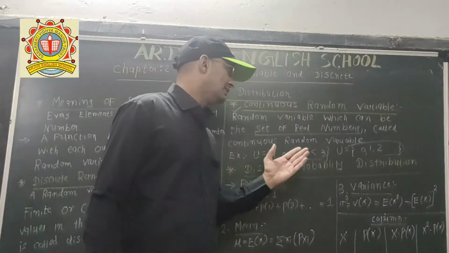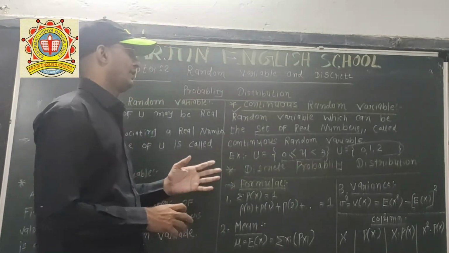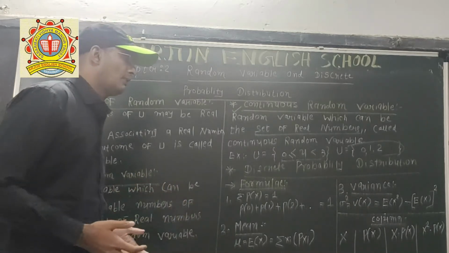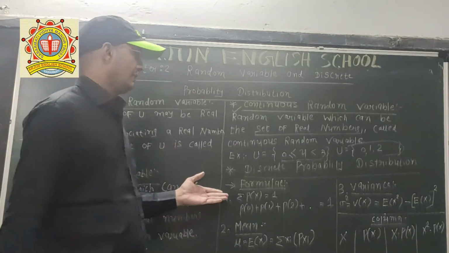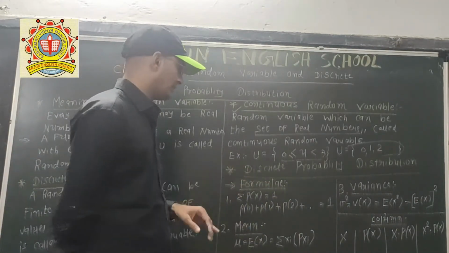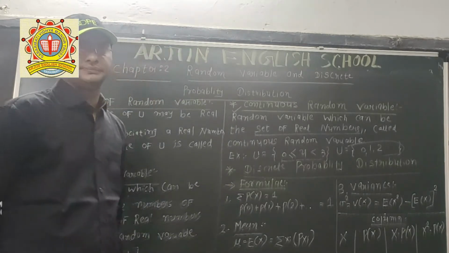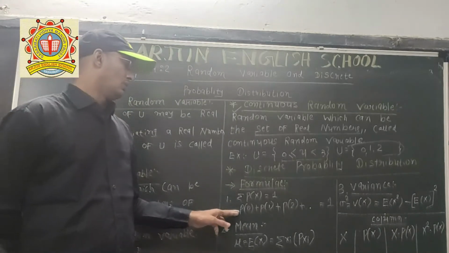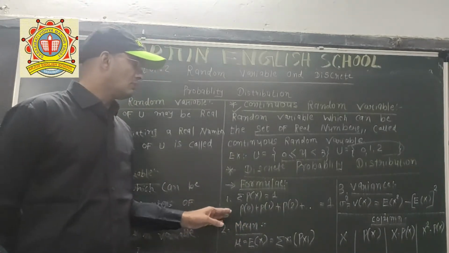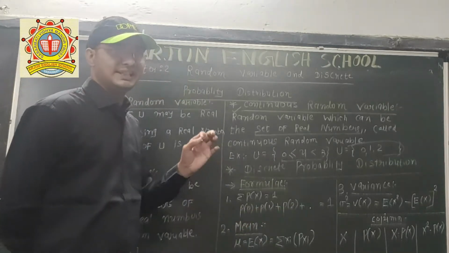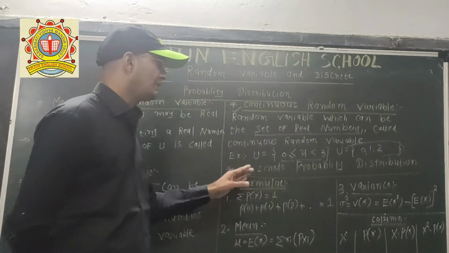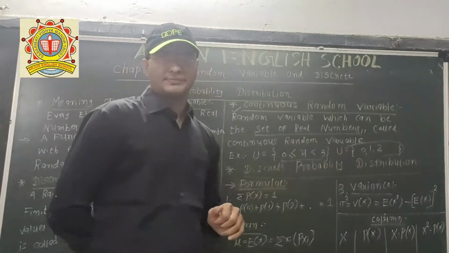Next one, discrete probability distribution. Here there are some formulas. You have to learn these formulas very carefully because from the next class I am going to start practical sums based on these formulas. First one: for all the possible outcomes of an event, the sum of all the probabilities is equal to 1. It is under the discrete probability distribution.